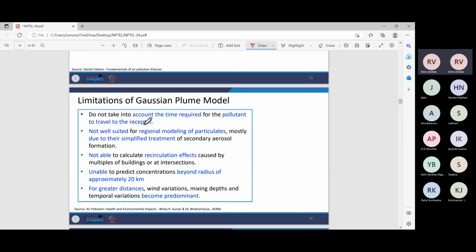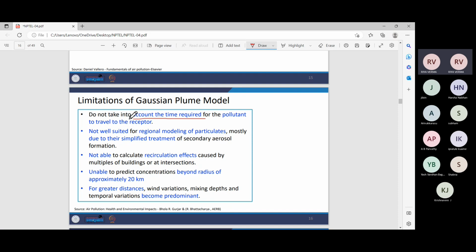Now there are some limitations of the Gaussian plume model. It doesn't take into account the time required. The assumptions that we take during the derivation of any model ultimately become its limitations. So we have taken a steady state case assumption, so that is one of its limitations, that it does not take into account the time required.